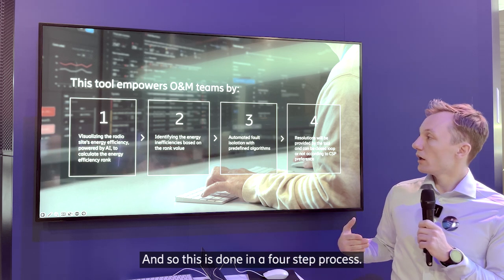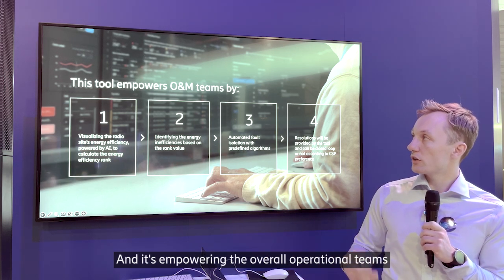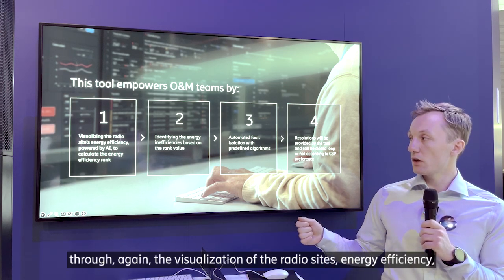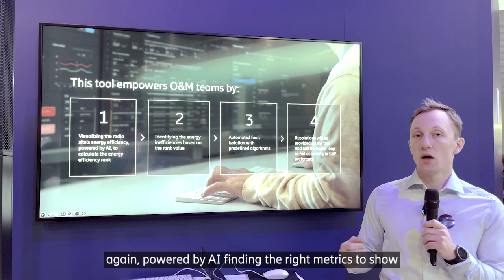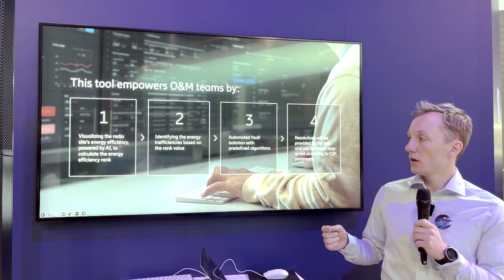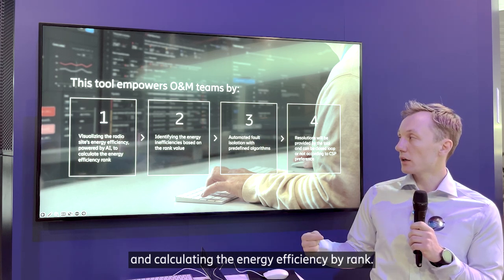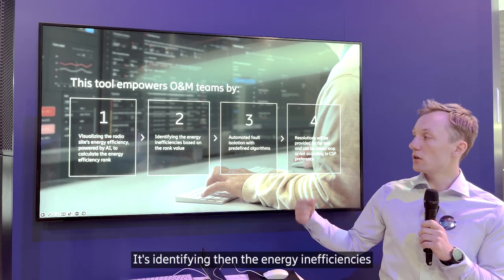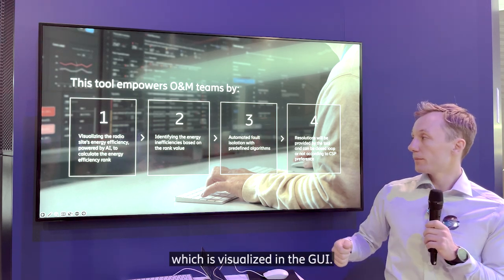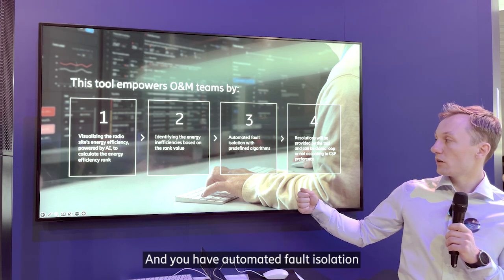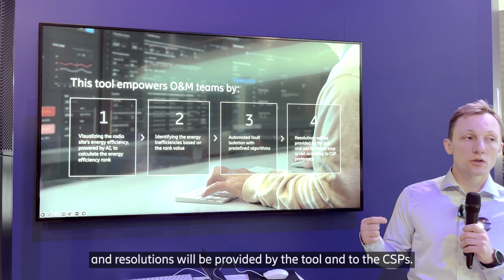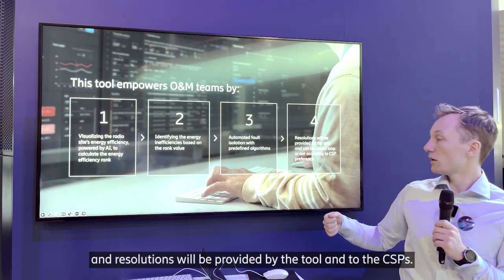And so this is done in a 4-step process, and it's empowering the overall operational teams through, again, the visualization of the radio sites, energy efficiency, again, powered by AI, finding the right metrics to show, and calculating the energy efficiency by rank. It's identifying then the energy inefficiencies based on the underlying rank value, which is visualized in the GUI. And you have automated fault isolation through the help of some predefined algorithms. And resolutions will be provided by the tool and to the CSPs.